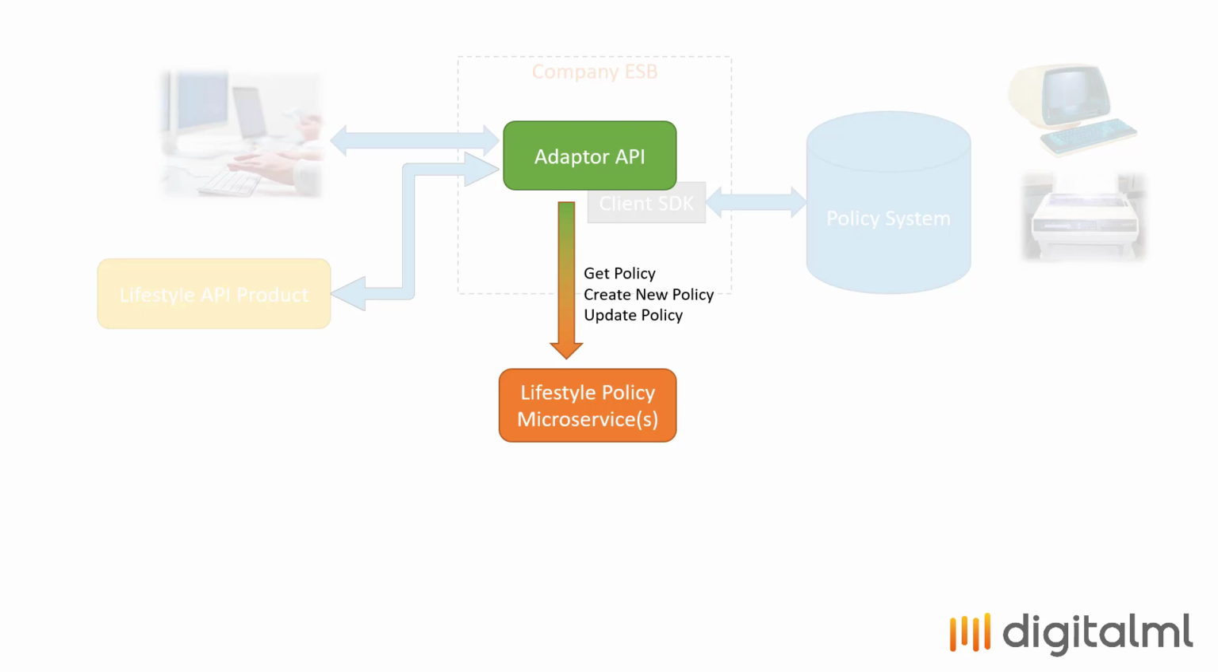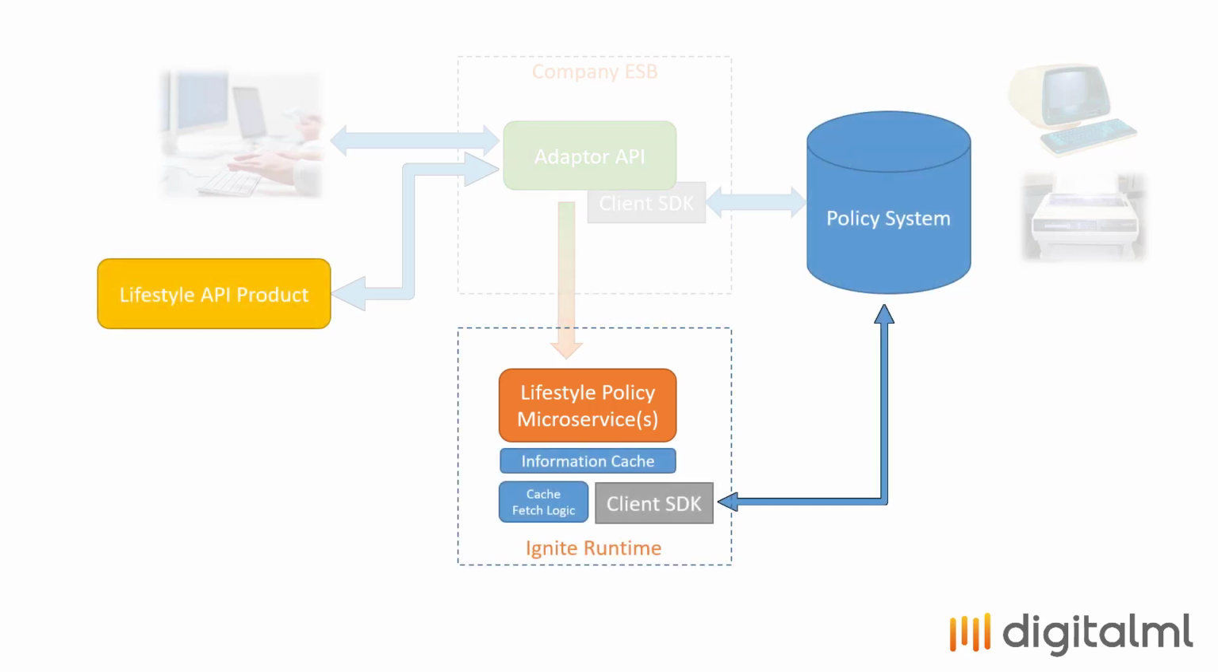Using a Developer Plus template, I support these with a local information cache, and I can now add some prefetching logic so I can improve the chance of cache hits. All this is wrapped up into a Docker container and deployed to the Ignite runtime, Kubernetes providing the container management. So now I can take the Lifestyle API product and point it to the microservice rather than the ESB and begin to see the impact this has on the customer experience of the Lifestyle product.